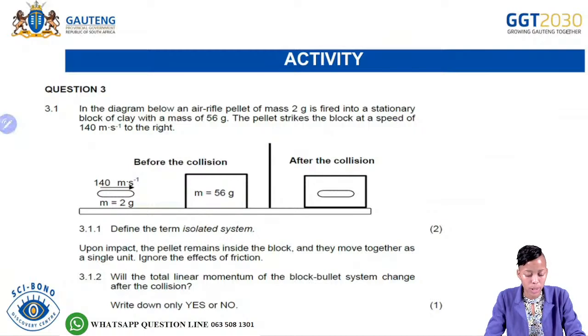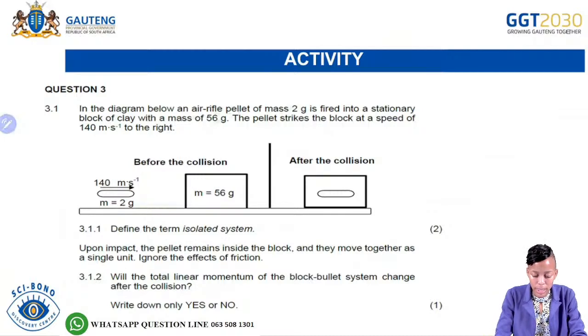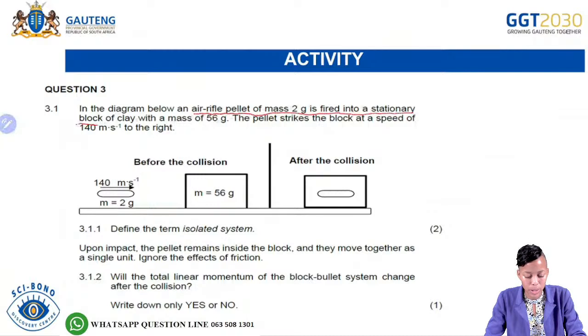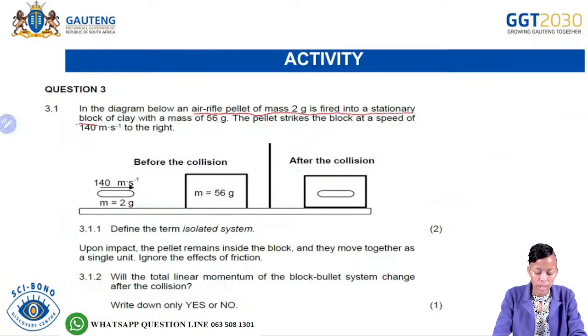So now let us have a look at this activity here. 3.1, it says, in the diagram below, an air rifle pellet of mass 2 grams is fired into a stationary block of clay which has a mass of 56 grams. So we can collect the data as we are reading. What is it that we have?